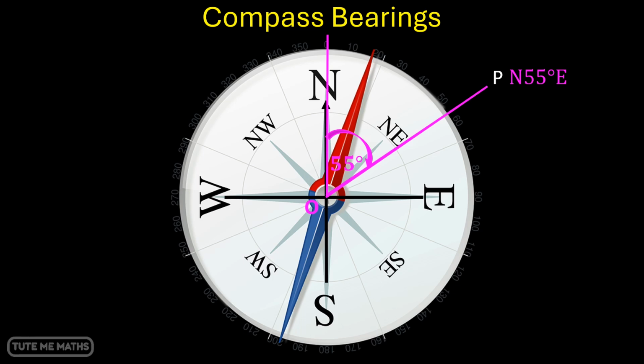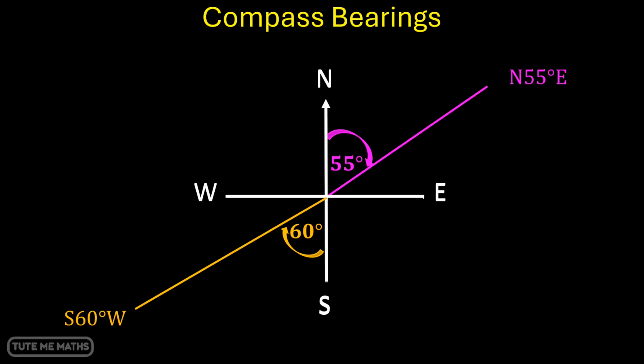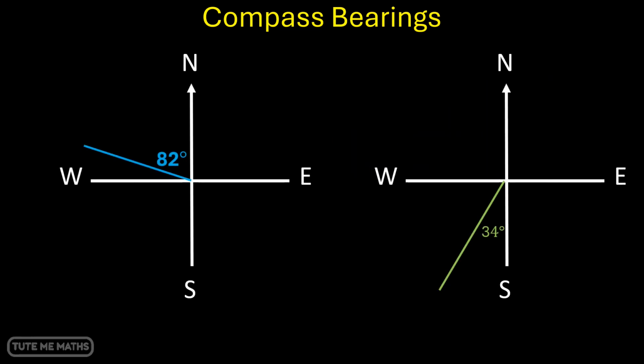Labelling the starting point O and the end point P, we would say the bearing OP, or the bearing of P from O, is north 55 degrees east. This second example is closer to south, so the bearing is south 60 degrees west. Pause the video and try these. The first is north 82 degrees west and the second is south 34 degrees west.